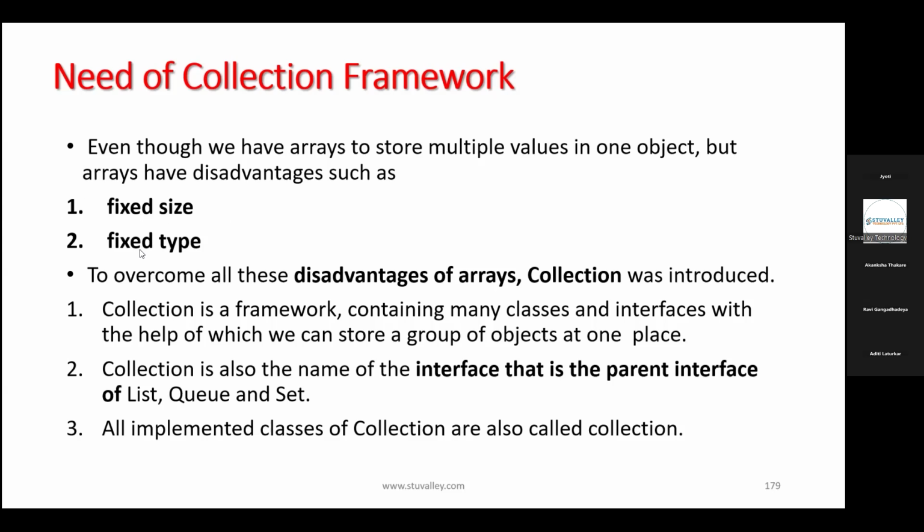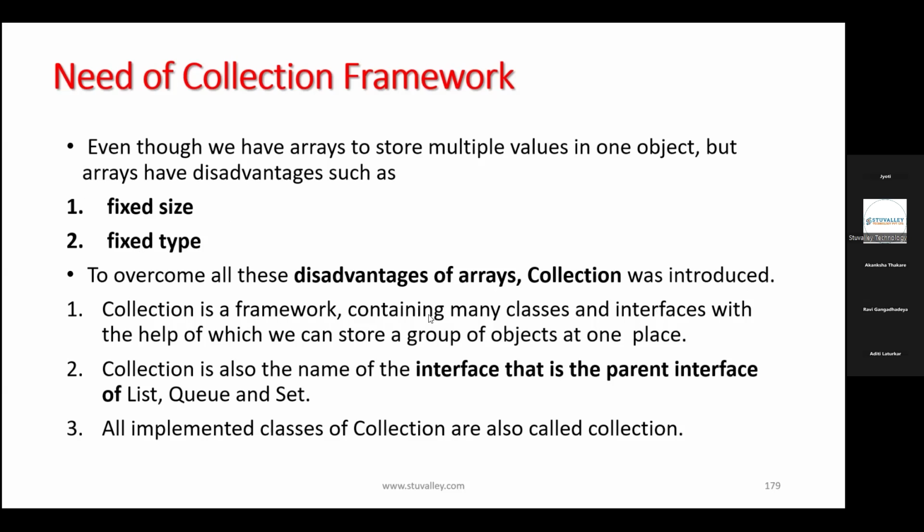The second disadvantage is fixed type. Fixed type means you can store only the fixed type of data. If you are creating the integer type of array, then you can store only integer data. You cannot store any other type of data. To overcome all these disadvantages of arrays, collection was introduced. Then what is that collection?